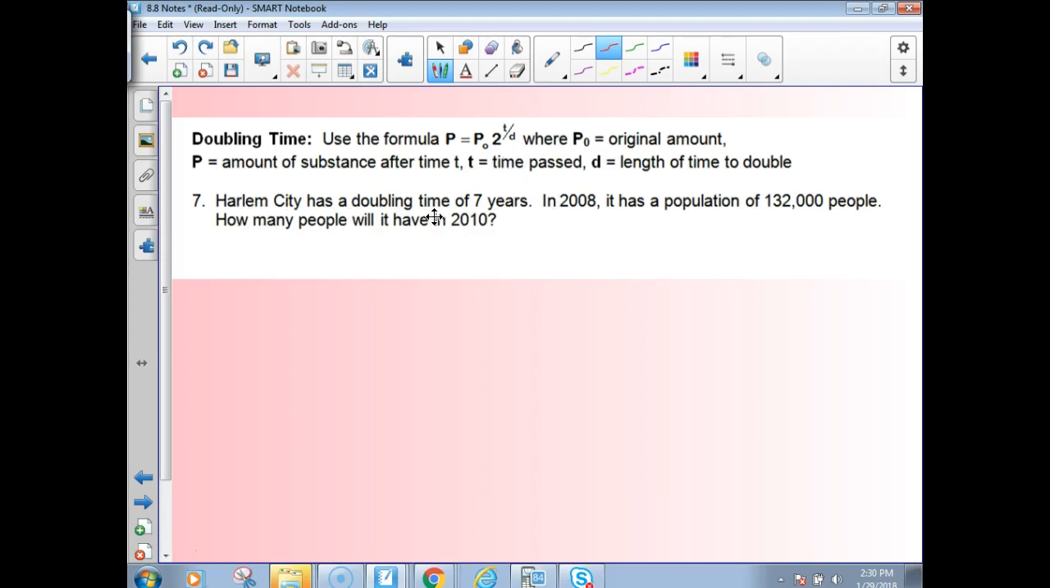Harlem City has a doubling time of 7 years. That is your D value, doubling time. In 2008, its population was 132,000 people. How many people will it have in 2010? So we have an initial value of 132,000, times 2 to the, since we're trying to find how many people we will have, P of T. How many years have passed? 2008 to 2010, just 2 years. So that's 2 divided by 7, how long it takes for the population to double. So predict how many people there will be.